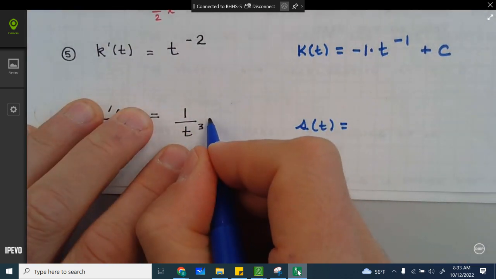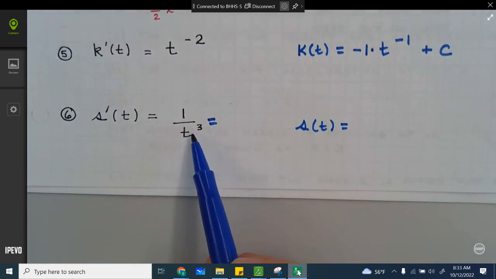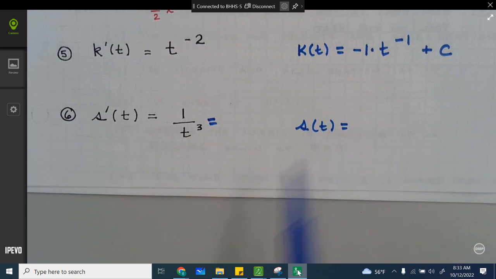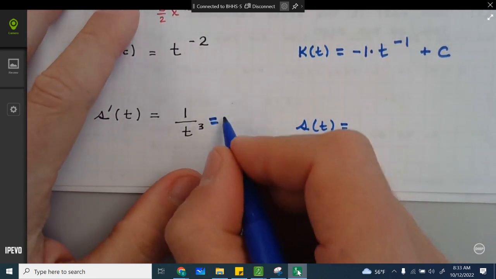Hey, on this one, this is just like when you're dealing with derivatives. You don't want to leave it this way. What do you want to do with this before you try to take the antiderivative? What are you thinking, Lucas? Change it to t to the negative.